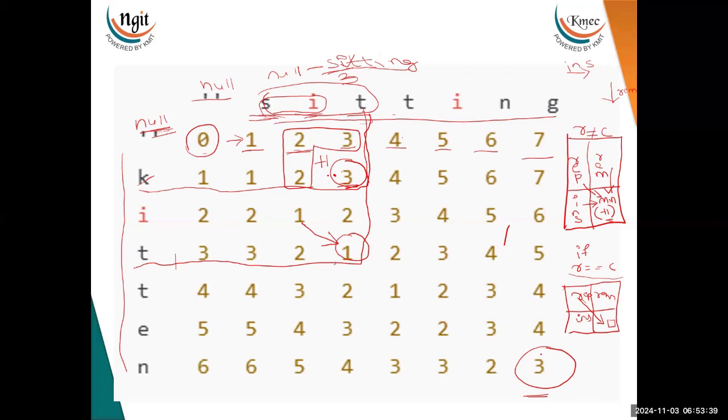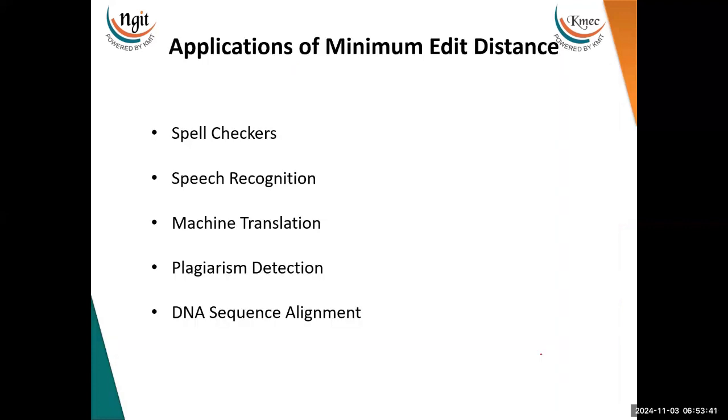Hope you understood, students. So what are the applications of this minimum edit distance? There are spell checkers, speech recognition, machine translation, plagiarism detection, DNA sequence alignment. These are all the applications.